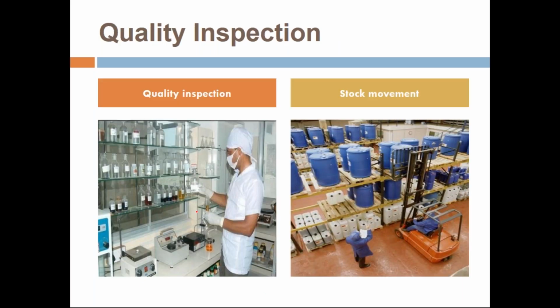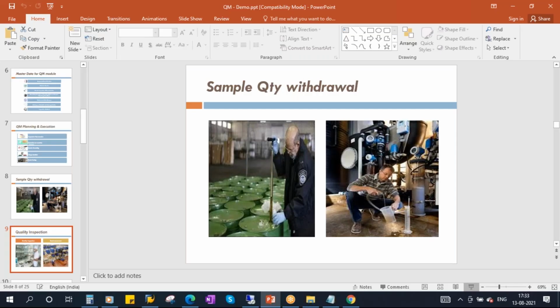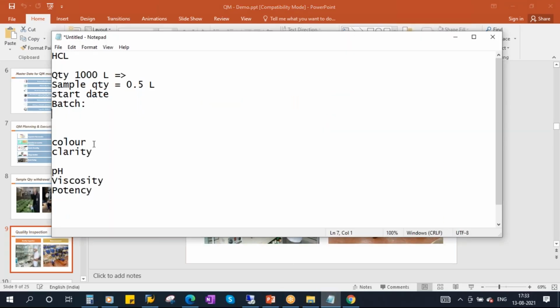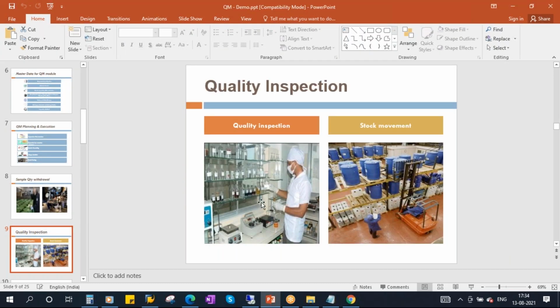And he will perform all the tests. And that will be available in the plan, in the lot: what parameters he needs to check. So like this, he has to check color, clarity, pH value, viscosity, potency, all these things. He will do all the quality inspection.